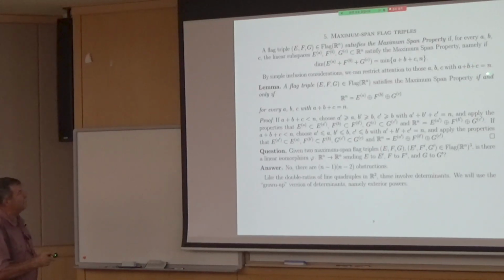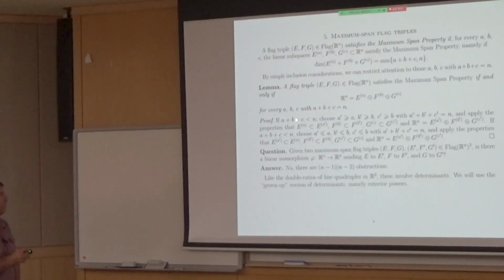A plus B plus C equal to N. So this is this lemma. It's a stupid little lemma, which says what I just said. And the reason for that is that if you have this property for A, B, C summing to N, and now you want to show it for any A, B, C. So for instance, if A plus B plus C is strictly less than N, well, you can always find dimensions that are slightly larger whose sum is equal to N. And then you apply the property to these A prime, B prime, C prime.